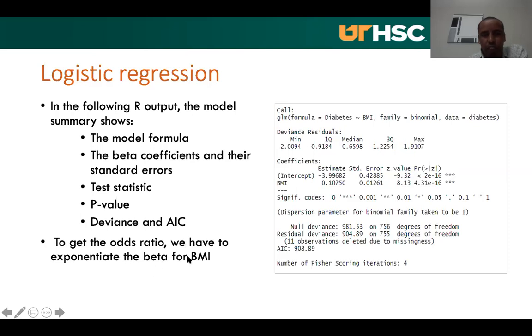So to get the odds ratio, we have to exponentiate the beta for BMI. And exponentiate here means taking 2.72 raised to the beta value. So that gives us the odds ratio.